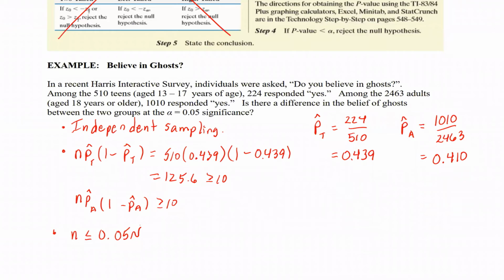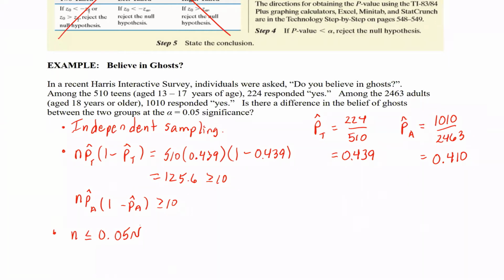How many teens are there age 13 to 17 out there? I have no idea, but I'm sure it's in excess of 5 million, right? So 5% of 5 million is certainly more than the 510 we surveyed. How many adults are there 18 years or older? It's well in excess of 100 million. So my 2463 is certainly less than 5% of my population size there as well. And so I feel good about that.